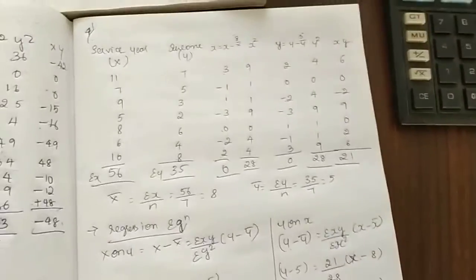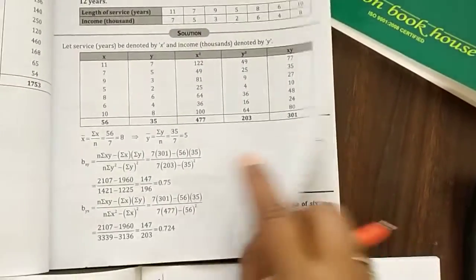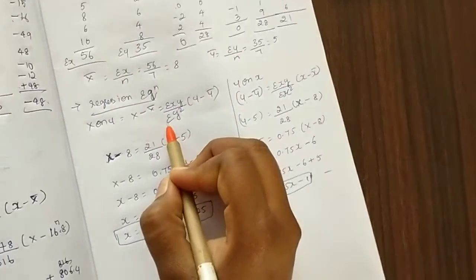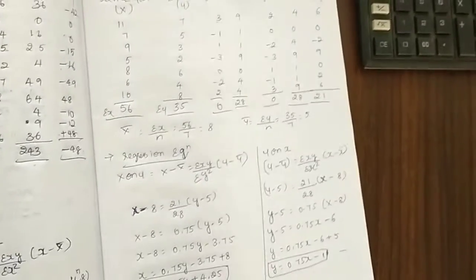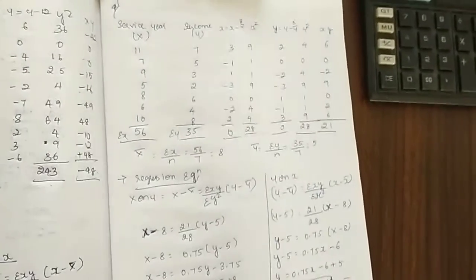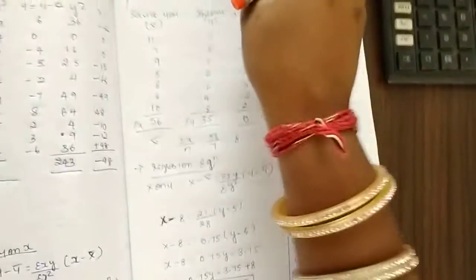So we have found the first equation and the second equation. Now we have to find the coefficient of correlation. Here they ask for two regression coefficients: bxy, that is sigma xy divided by sigma y square, and byx, sigma xy divided by sigma x square. That is only the two regression coefficients. The equation is this one, the regression equation. So now we have to find the coefficient of correlation.